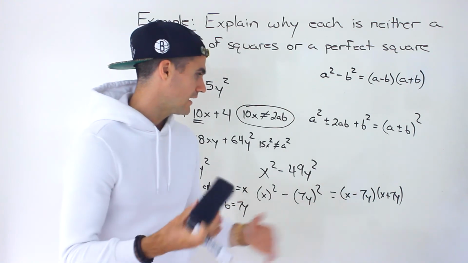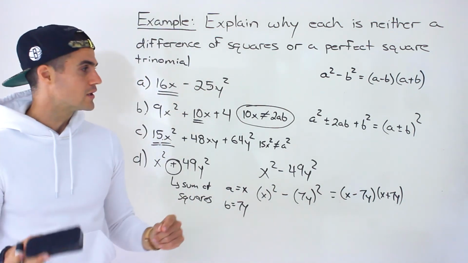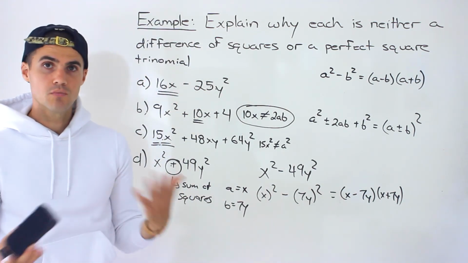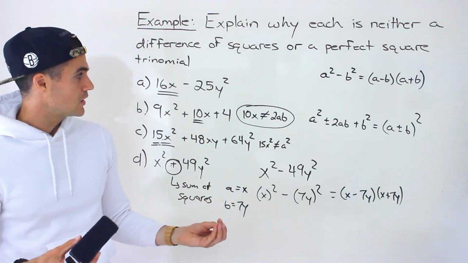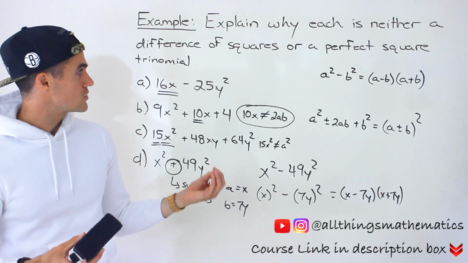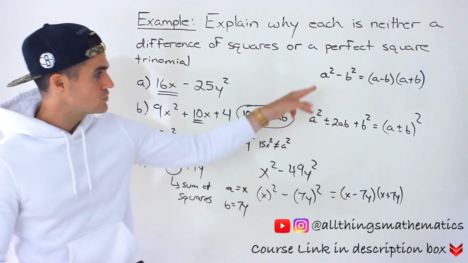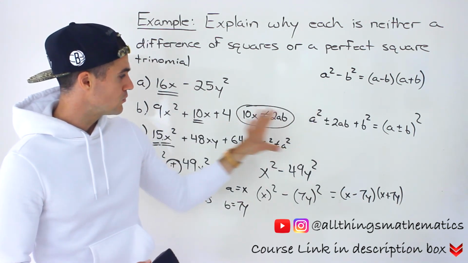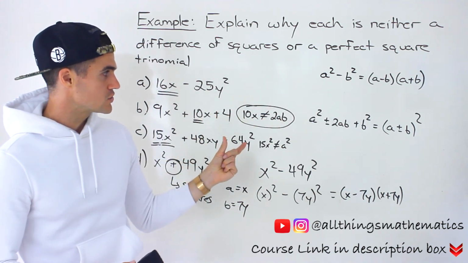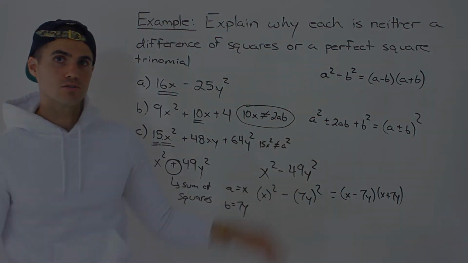Okay, so kind of a unique question, just more like a communication type of question, but something you may run into of explaining why something is neither a difference of squares or a perfect square trinomial. What you want to do is you want to basically use the formulas and see which portion of the expression doesn't fit into the formula.